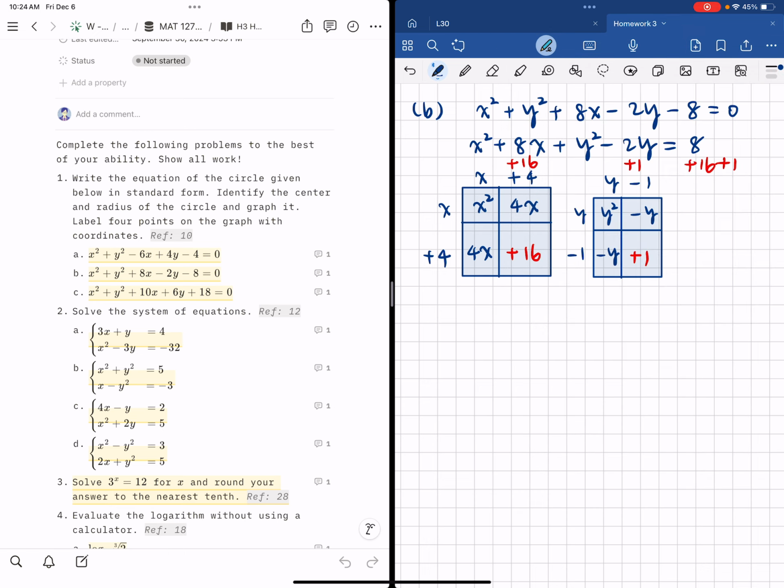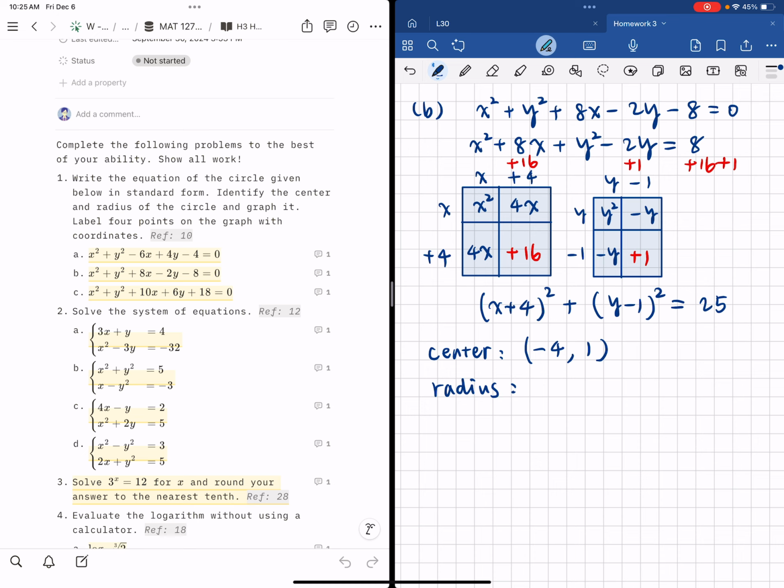And then we will write the completed square on the left-hand side. The first square is x plus 4 squared plus the second square is y minus 1 squared. And the number on the right-hand side is 8 plus 16 plus 1. That is 24 plus 1, which is 25. Finally, a perfect square. So that means it'll be easier for us to sketch now. And we're going to write down the center. Center will be the opposite numbers in the square. So that's negative 4 and positive 1. And the radius is square root of 25, which is 5.